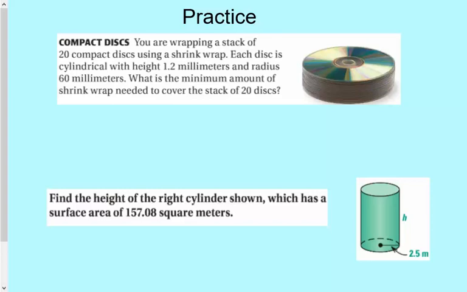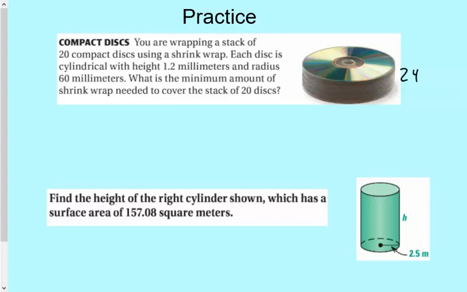You're wrapping a stack of 20 compact discs using shrink wrap. Each disc is cylindrical with height of 1.2 millimeters and radius of 60 millimeters. What is the minimum amount of shrink wrap to cover the 20 discs? Okay, so we have 20 discs, and each one is 1.2 millimeters. So what I'm going to do is find the height. So 20 times 1.2, that's 24. So the height is 24.